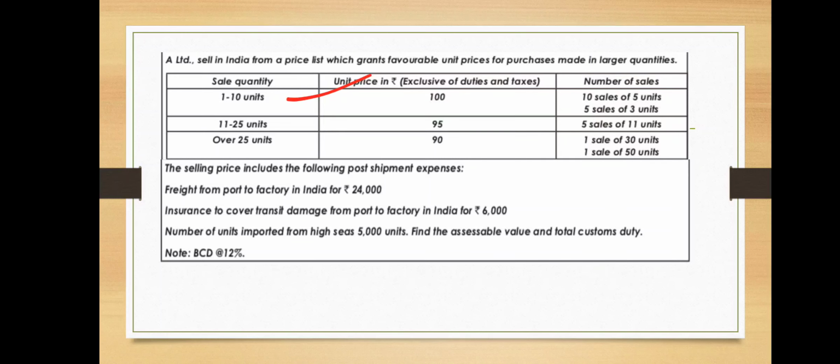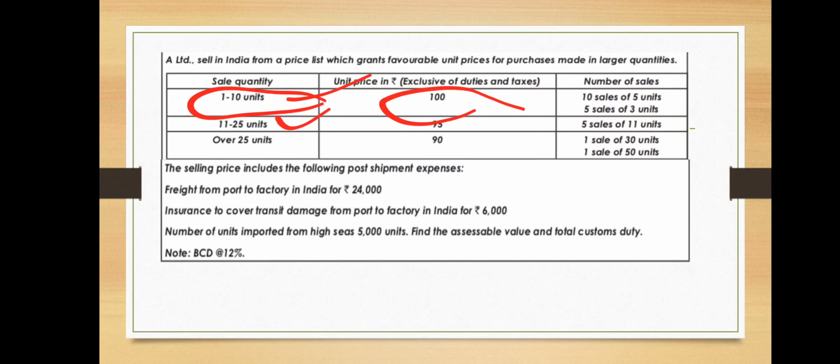over 25 units. So for the 1 to 10 units category, the unit price is 100, and at this 100 unit price they made 10 sales for the 5 units. Okay, quantity it is. So 10 into 5, that will be the 50 quantity, plus 5 into 3, 15 total quantity. So 50 plus 15, 65 will be under the category of 1 to 10 units.